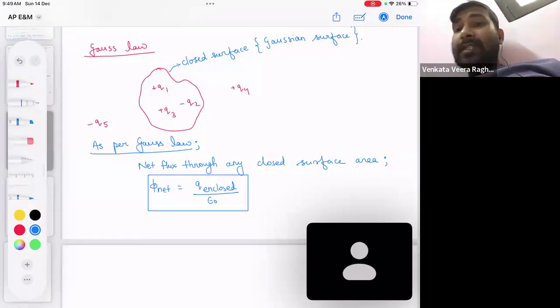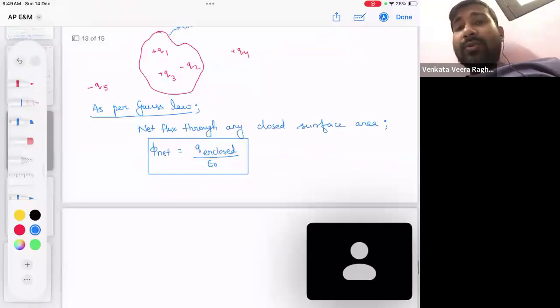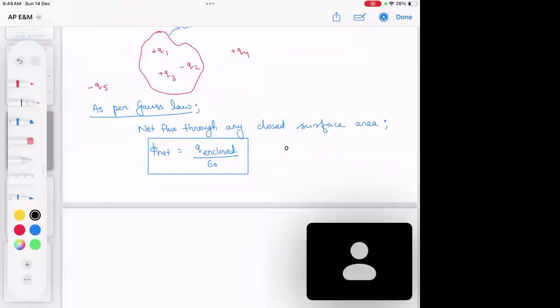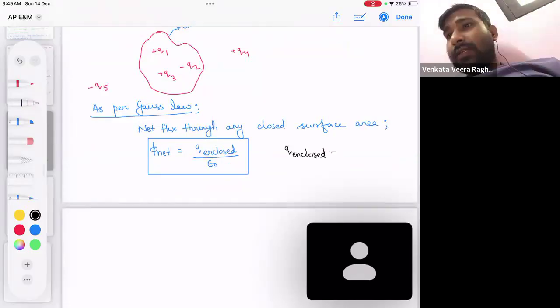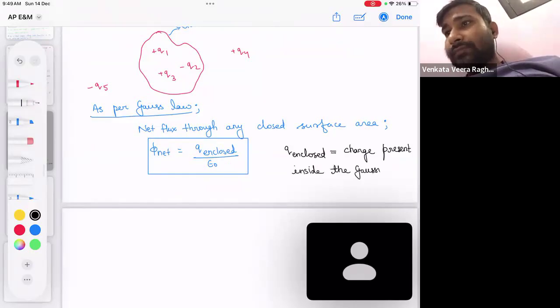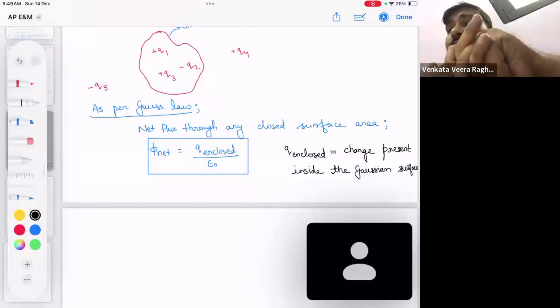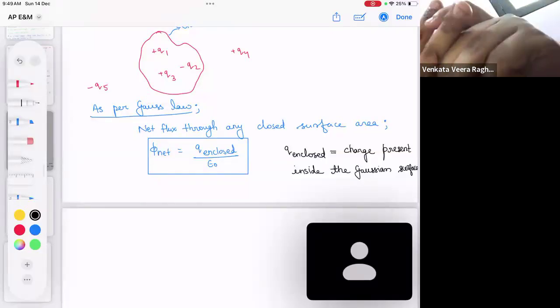What is Q enclosed? Please tell me. Q enclosed means the charge present inside the Gaussian surface. Okay. Charge present inside the Gaussian surface. So whenever we calculate flux through a Gaussian surface, what is important about the charge?